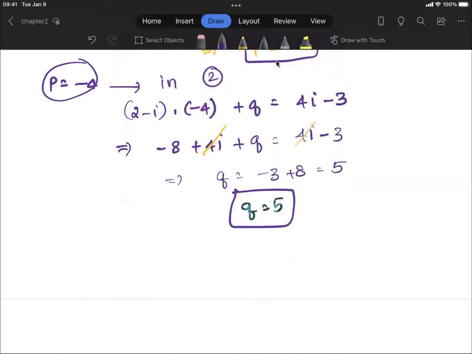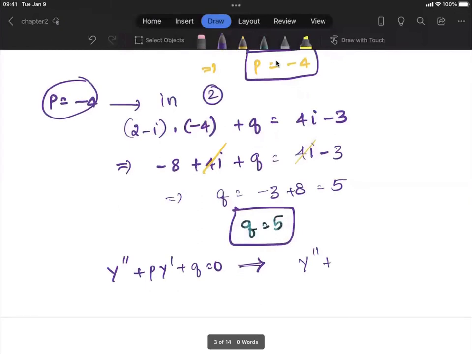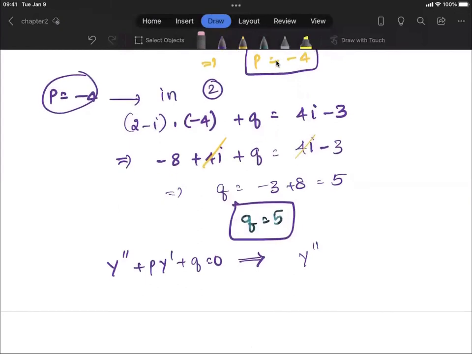So the differential equation will be this: the second derivative of y plus p, which is negative 4, so I'm going to write it as negative 4 times the first derivative of y, plus 5y is equal to 0. So this is the differential equation for which the given solution would be a solution.